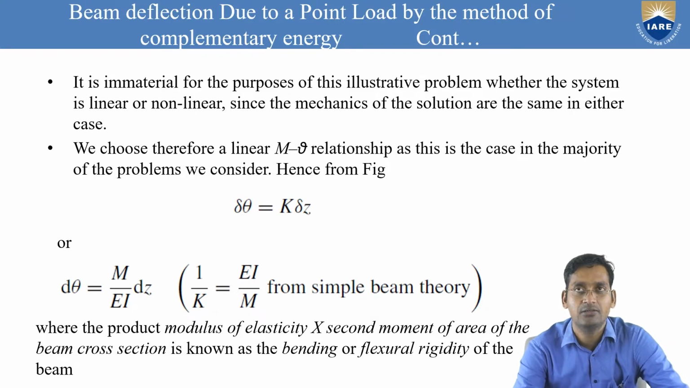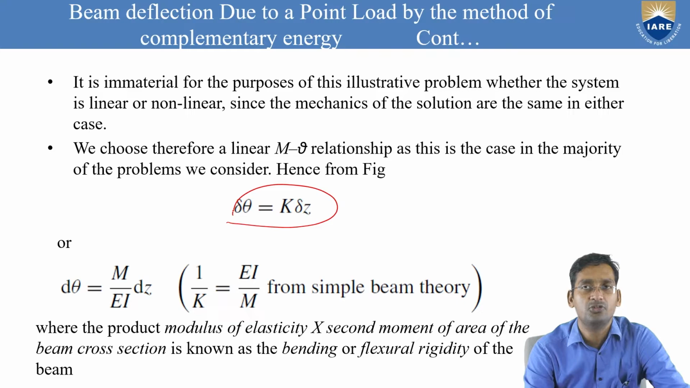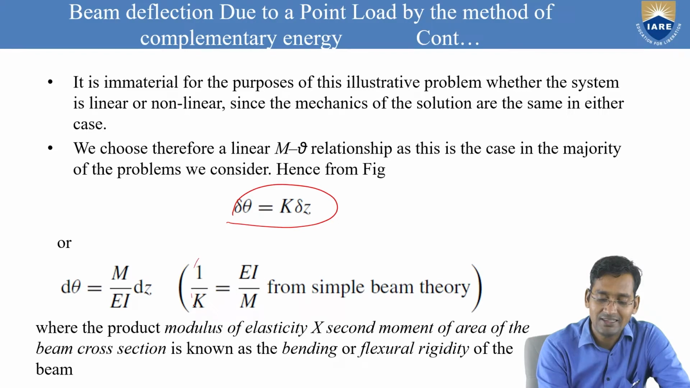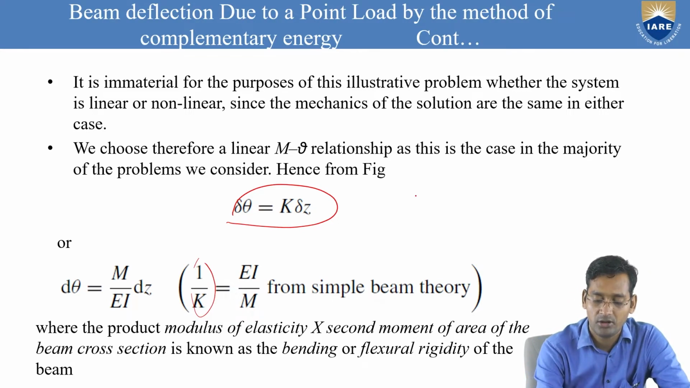Now we are taking just linear, as this is the case in the majority of the problems we can solve. Most problems we take as linear only, so here we are deriving for linear. As I already explained, dou theta equals k dou z. Now from here, 1 by k is EI by M, from simple beam theory.